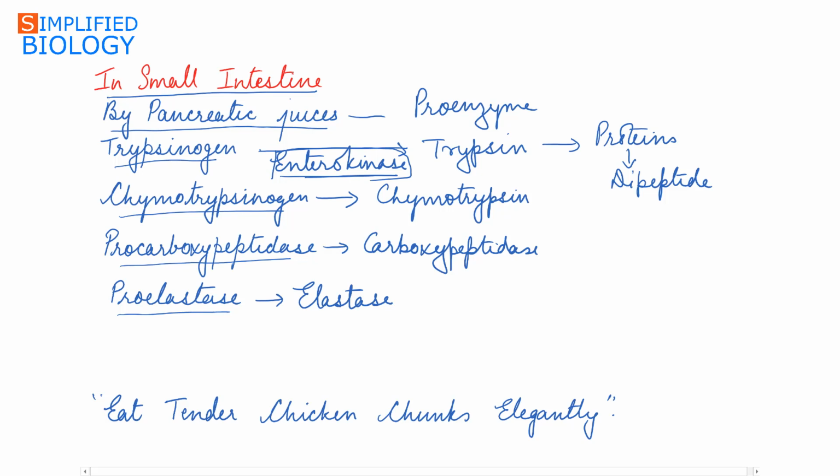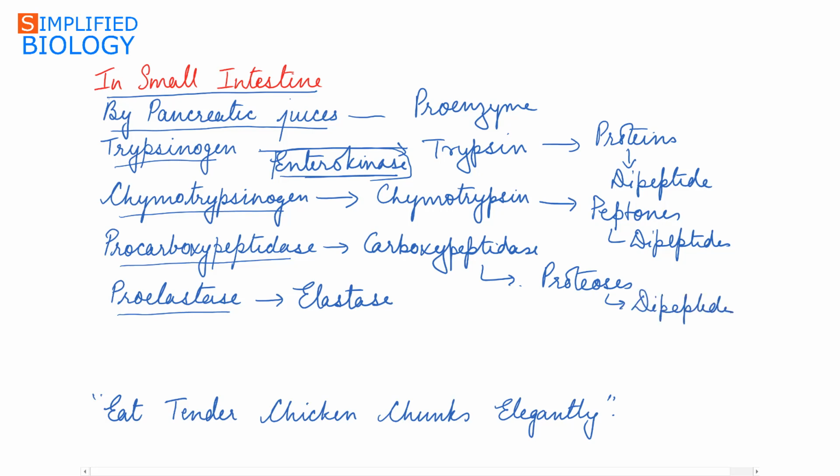Chymotrypsin converts or breaks down peptones into dipeptides. Carboxypeptidase converts proteoses into dipeptides. While elastase converts elastin into the dipeptides.